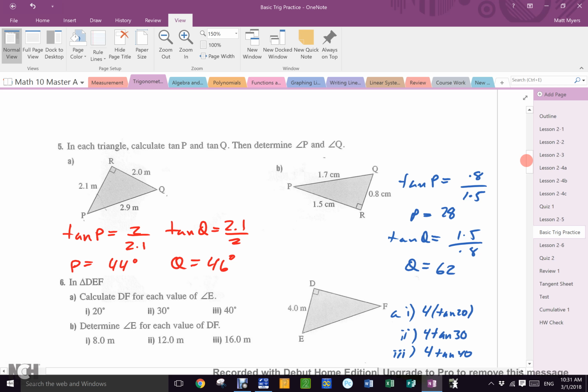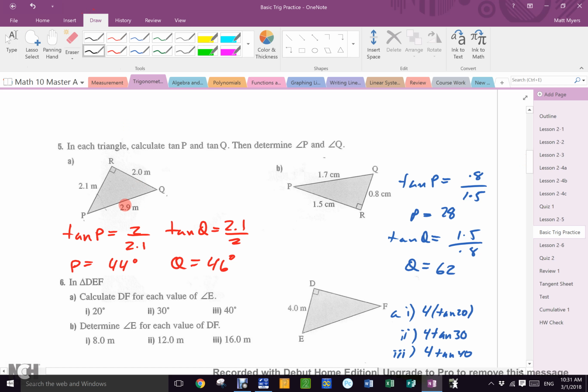P and Q. Now this one's a little more confusing because I put the hypotenuse on there. But of course, since you're only doing tan, does that or that matter? Does it? No, because tan is opposite and adjacent, never the hypotenuse. So you never had to worry about them. Then you just fill it in.